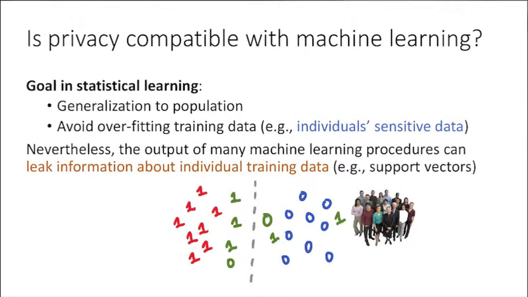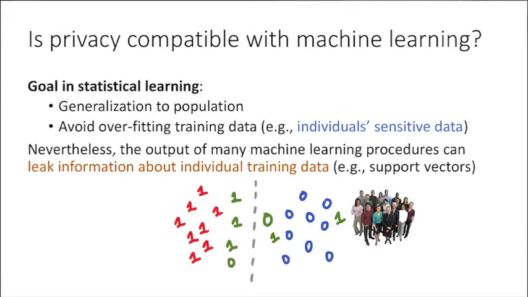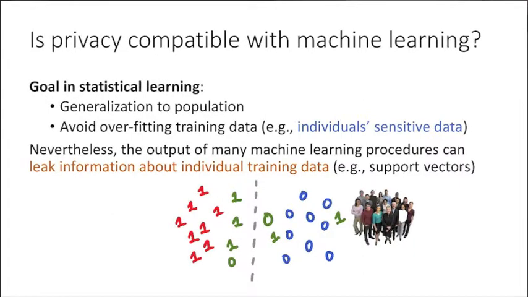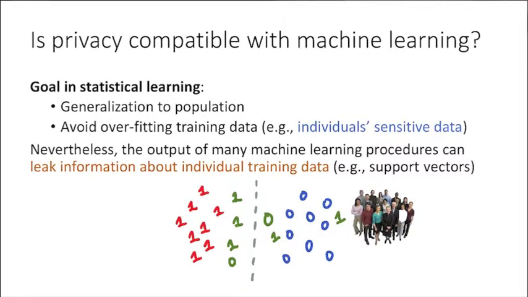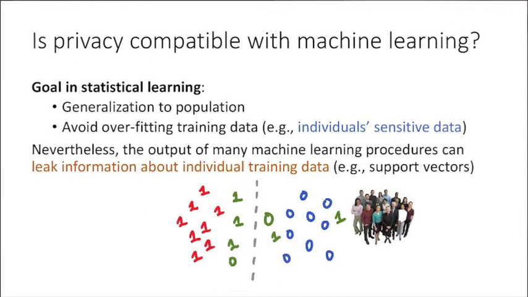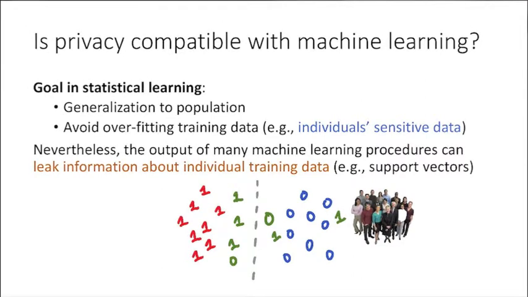But nevertheless, many of the methods we have for machine learning do reveal information, do leak this kind of information about the training data. For instance, if you use the support vector machine method, then the individual data points might actually be part of the thing you release, part of the classifier that you end up releasing: the support vectors in your classifier.